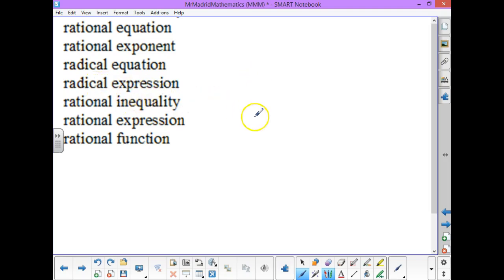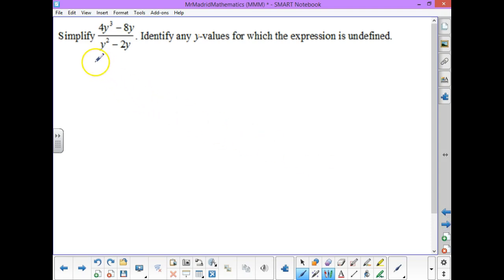Rational meaning a fraction or a quotient, right? Something over something. So then the question is, what are those somethings? What are those expressions? Specifically, polynomials. So with that, let's go ahead and jump into this.